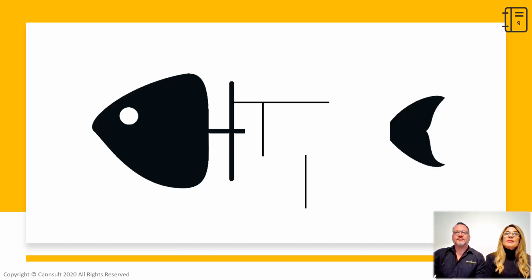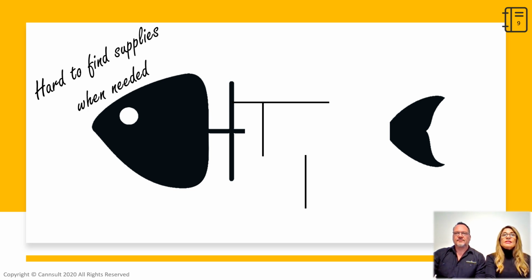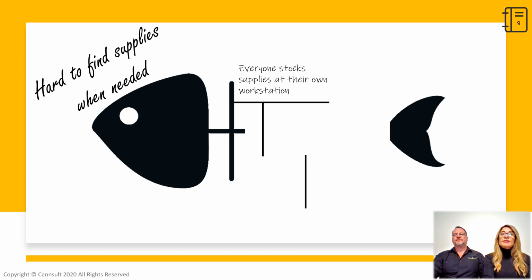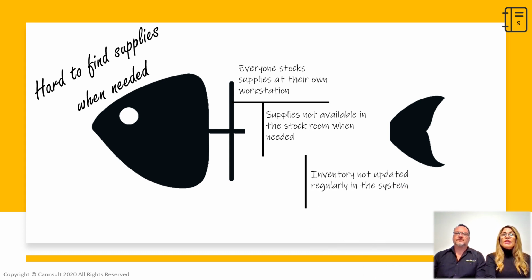Here we're showing you a simple example of drilling down to levels of detail using the fishbone diagram. The problem is that it's hard to find supplies when they're needed. And the first idea was that they're not here when we need them because everyone stocks supplies at their own workstation. Instead of a different idea in a new category, the team continued to drill down this category and said, well, people are stocking supplies at their own desk because they're not available in the stockroom when needed. And then drilling a little deeper, that's because inventory is not updated in the system regularly.